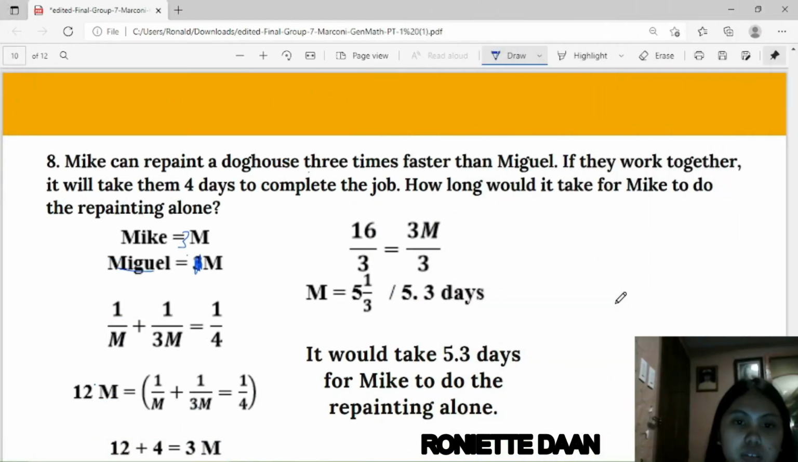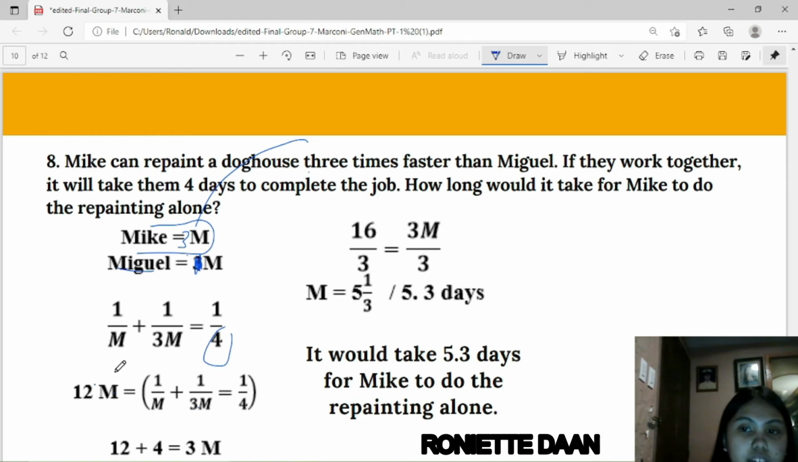Mike can repaint a doghouse 3 times faster than Miguel. If they work together, it will take them 4 days to complete the job. How long would it take for Mike to do the repainting alone? Let Miguel be the variable m and Mike be the expression 3m. Why? Because of the words 3 times faster than Miguel. So to plot this, it would be 1 over m plus 1 over 3m equals 1 over 4. Where did 4 come from? It came from the days.